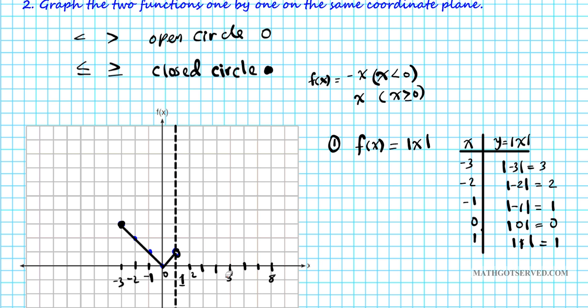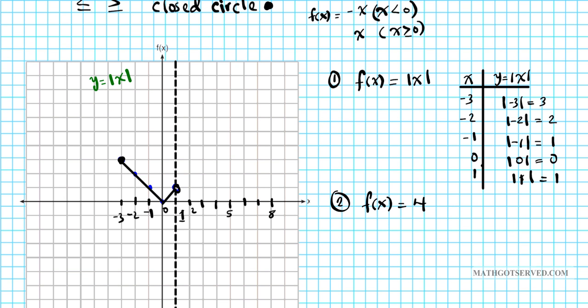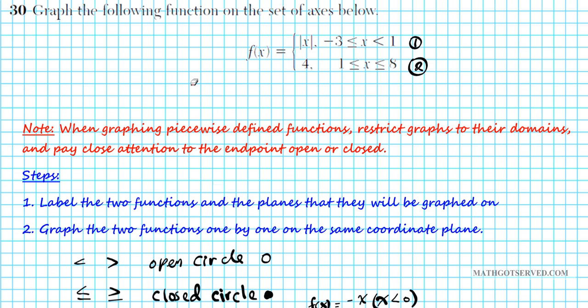Now the next function we're going to graph, let me write function 1, y is equal to the absolute value of x. And then the next function we're going to graph, function 2, is very straightforward. F of x equals 4. This is a constant function. Regardless of what x is, y is always 4. But this is going from 1 all the way to 8. If you look at the inequality, this is a closed circle. That means 1 is included in this function. And a closed circle here. How do we know? We have the lines underneath the inequalities.